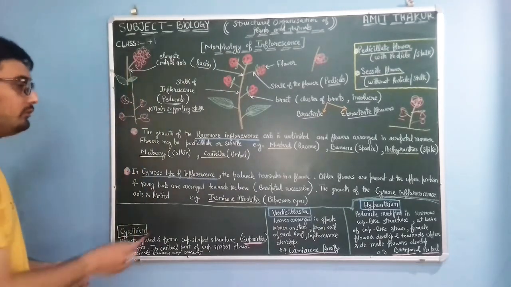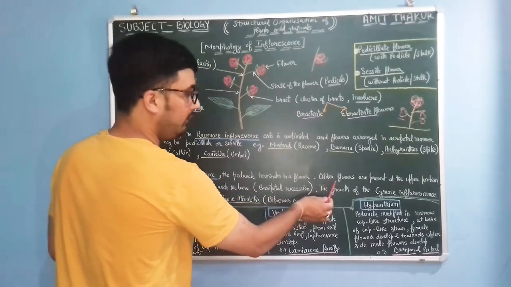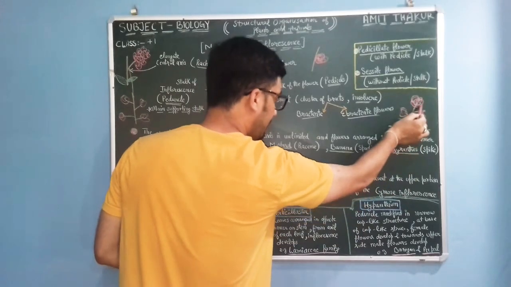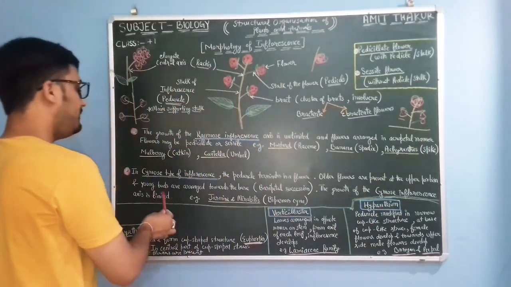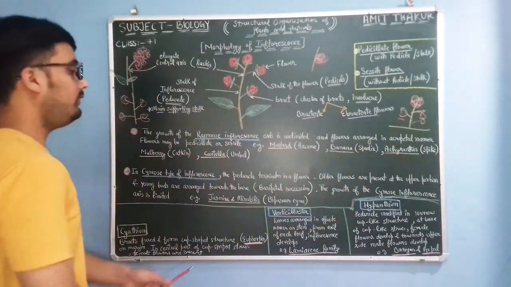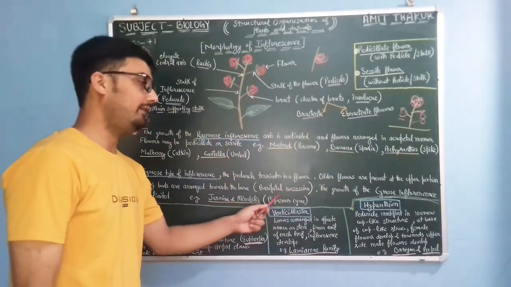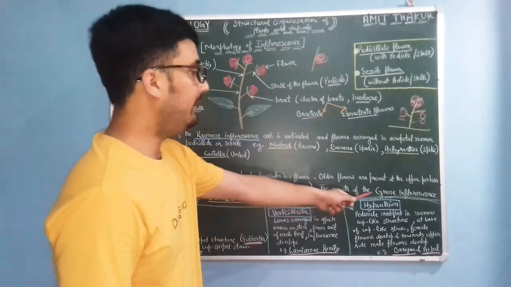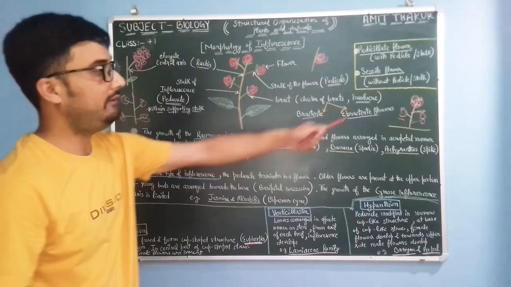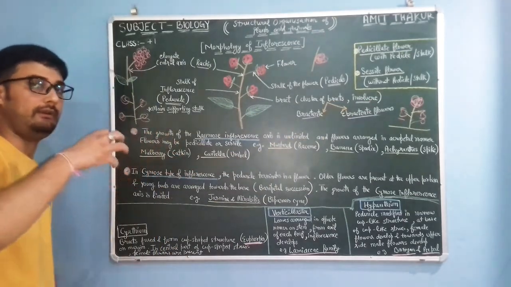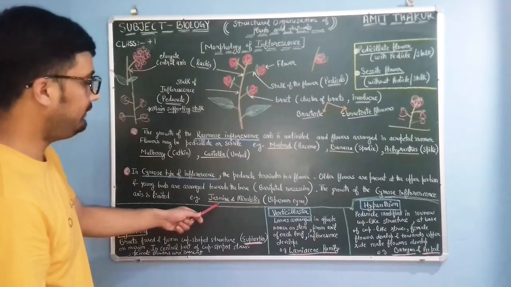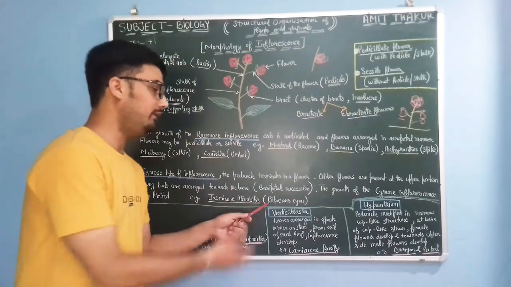Okay, so the peduncle terminates in the flower, and older flowers are present at the upper portion. ये सबसे older flower हम इसको consider करेंगे. And young buds are arranged towards the base. These are the young buds. So this is known as basipetal succession. The growth of cymose inflorescence axis is limited, and the reason is that the peduncle is terminated into a flower. Examples are jasmine and Mirabilis jalapa, like biparous cyme.